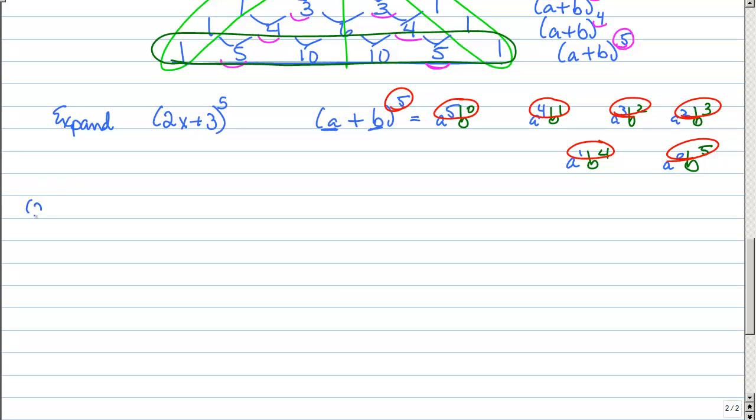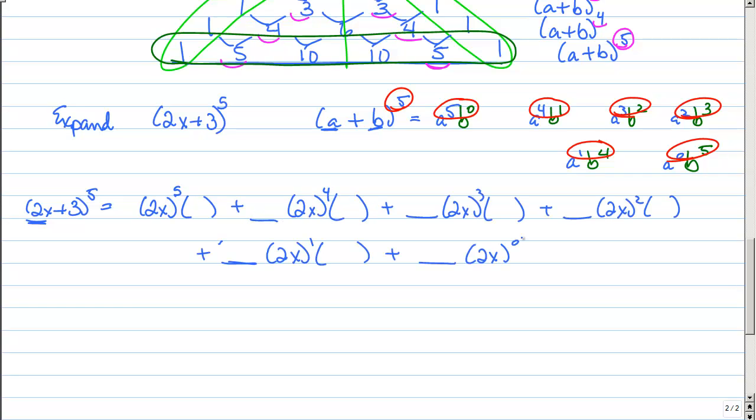So how am I going to write this out? I'm going to say 2x plus 3 to the 5th power. I'm going to start out with 2x and put it in parentheses. So I'm going to have 2x to the 5th power plus 2x to the 4th power. Now what are all those blanks for? Those blanks are the coefficients in front. So I've taken 2x, 5, 4, 3, 2, 1, 0. Now I'm going to take the second term, which would relate to B.